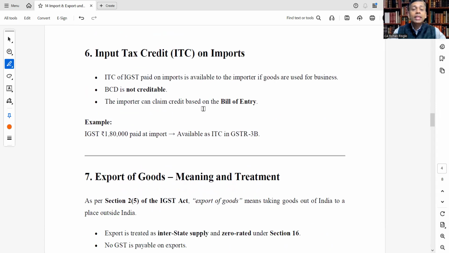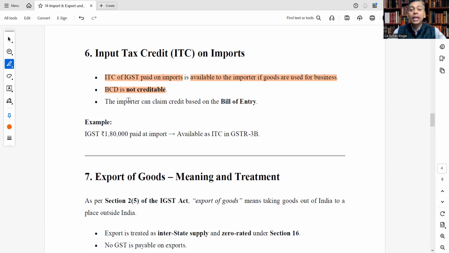Let's move on to the next. Input tax credit on imports. ITC of IGST paid on imports is available to the importer if goods are used for business. Very specifically, this needs to be fulfilled. You will be able to take the credit only if the goods are used for the business. Basic customs duty is not creditable.